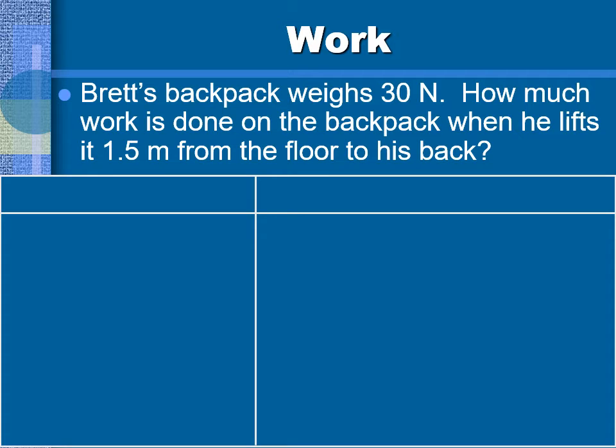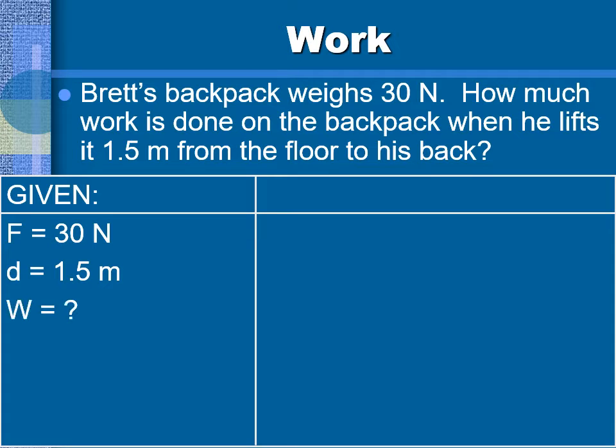So let's do a practice problem with Barrett. Barrett's backpack weighs 30 newtons. How much work is done on the backpack when he lifts it 1.5 meters from the floor to his back? Let's write out our givens. The force is 30 newtons, right? Because weight is a force. The distance is 1.5 meters. We're looking for the amount of work.